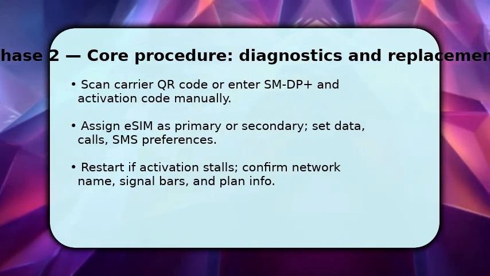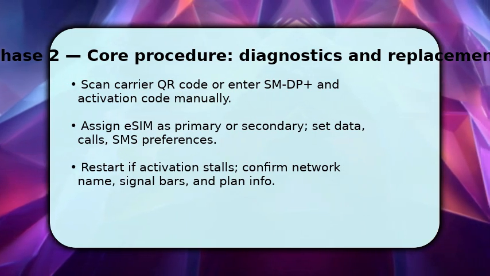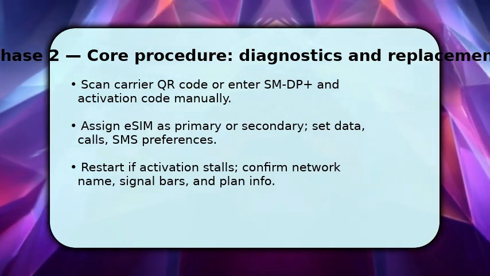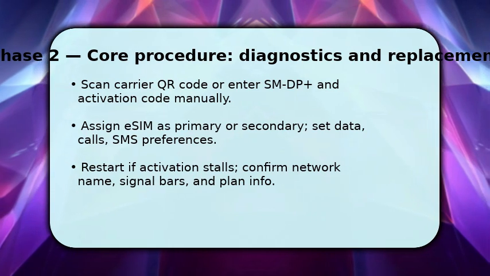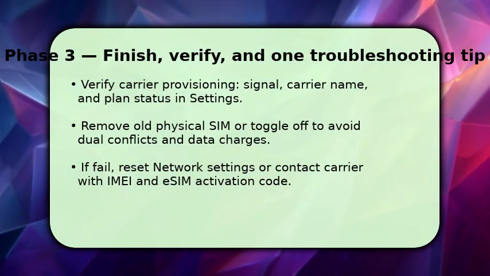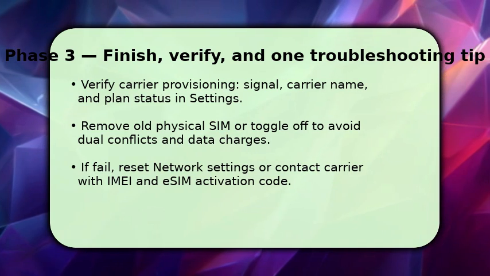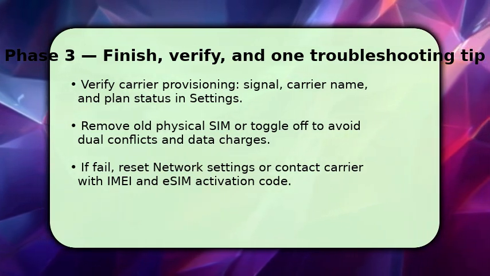If the phone shows provisioning in progress, give it a minute. The system finalizes settings on first network attach. You finish by confirming provisioning. Check signal strength, carrier name, and plan status in settings so you're sure texts and data work.